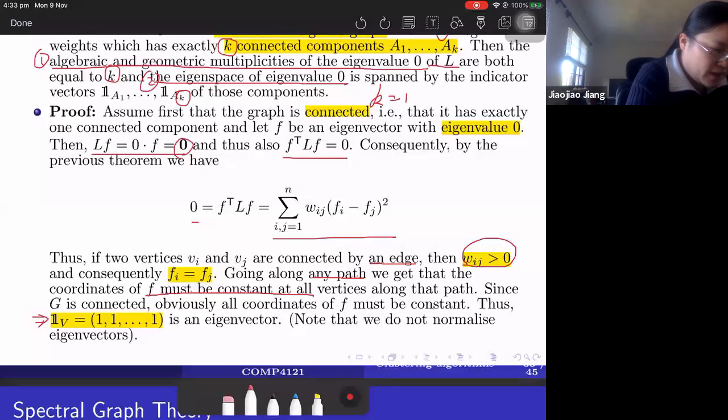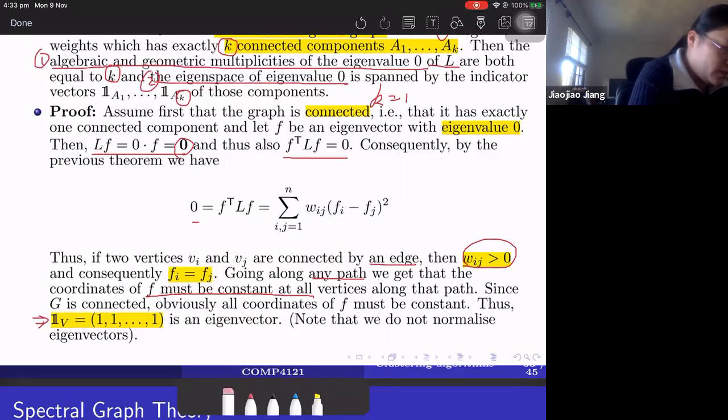So for an arbitrary edge, we can prove Fi has to be equal to Fj. Now, actually, we can rewrite this, or to prove this, we just need to prove that. So for an arbitrary path, let's use sigma to represent a path, and then arbitrary two nodes, let's say, Vi and Vj are on this path.